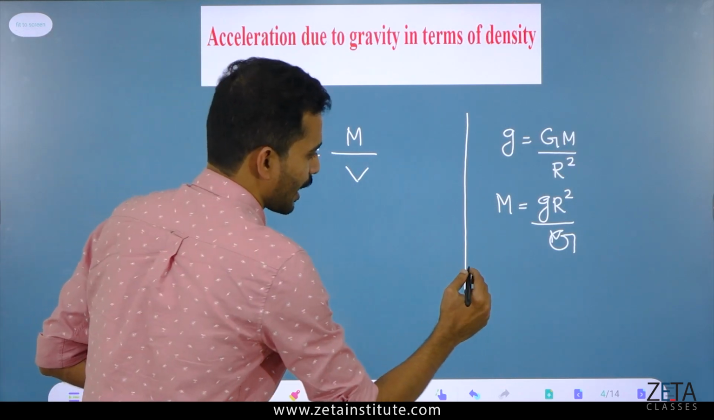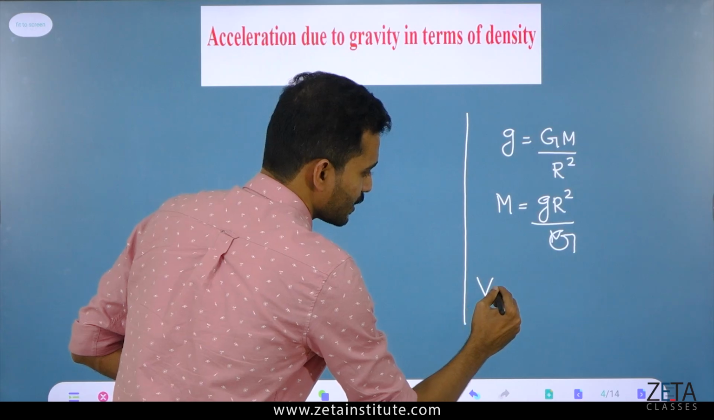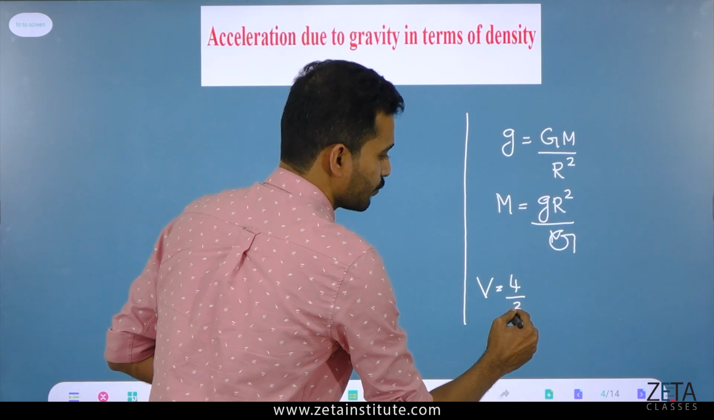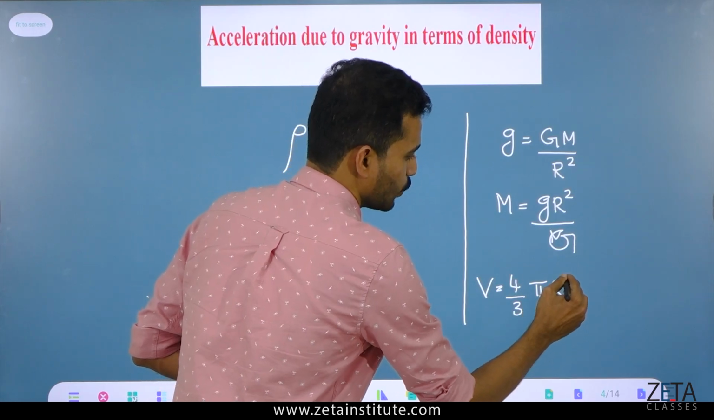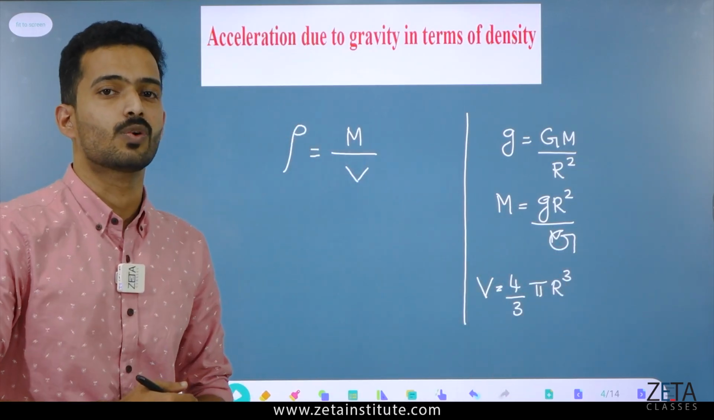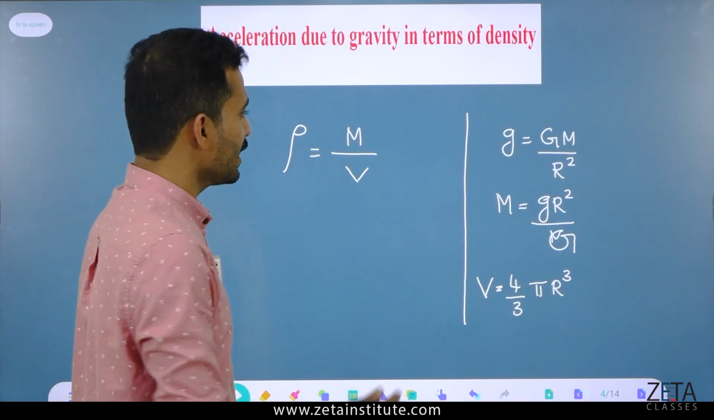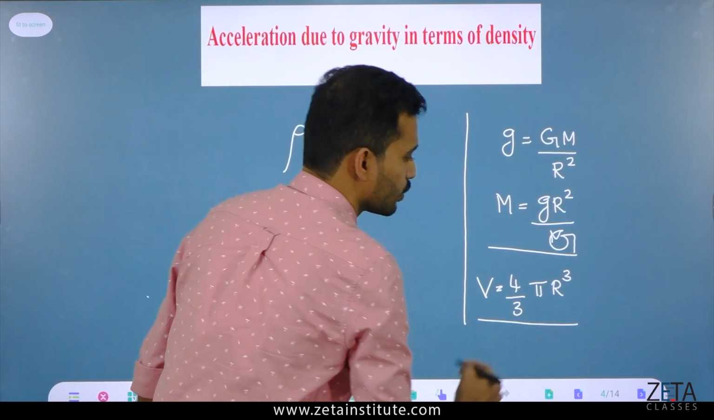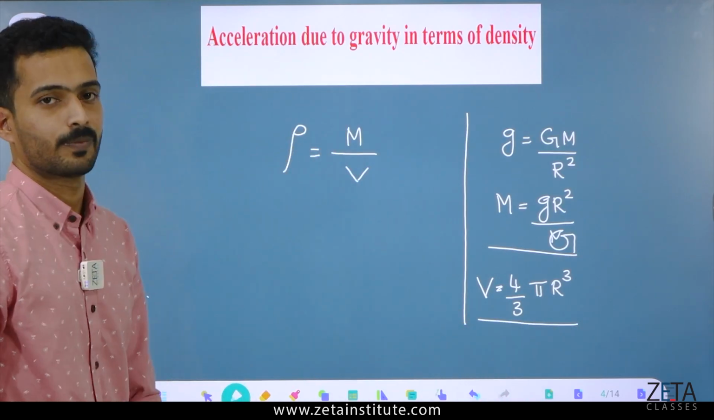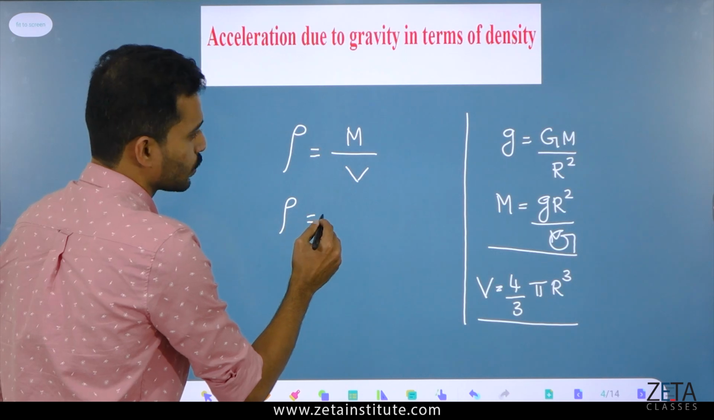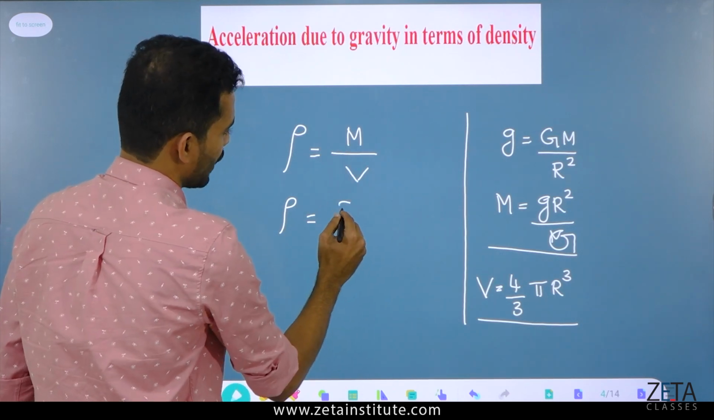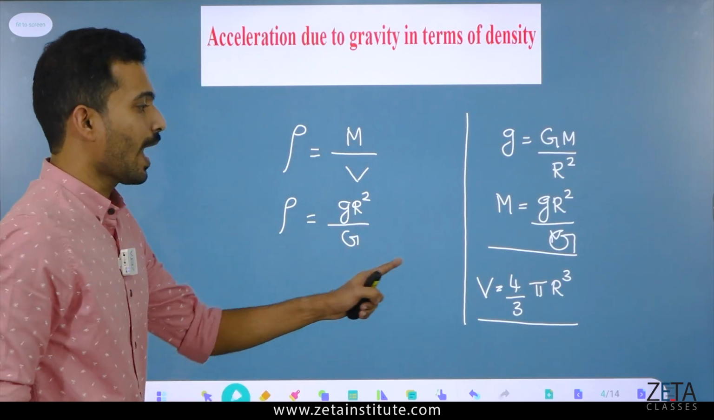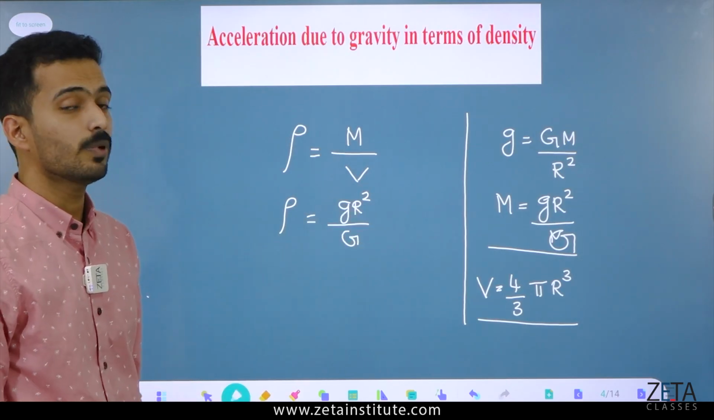Then listen, we can write the volume of the Earth, because it is a perfect sphere, the volume of a sphere can be taken as 4 by 3 pi r cube. So the volume is given by V is equal to 4 by 3 pi r cube. Then apply these two equations. One is mass is equal to g r square by G and V is equal to 4 by 3 pi r cube into this equation. That is, rho is equal to mass, given by g r square divided by capital G, divided by 4 pi r cube by 3.